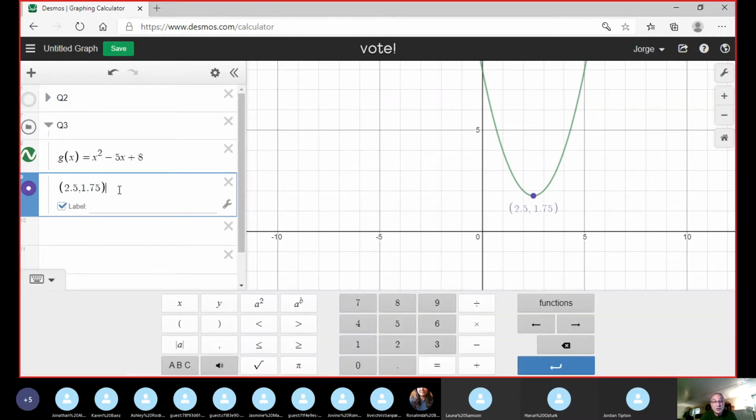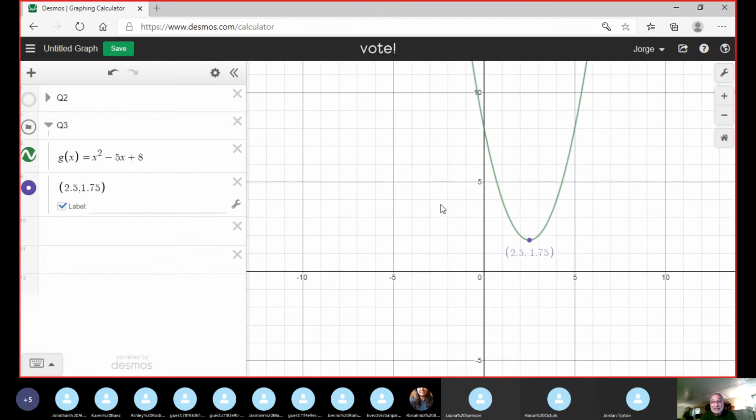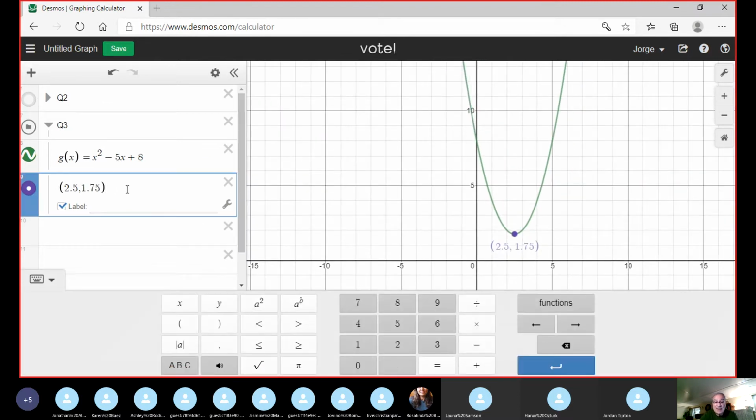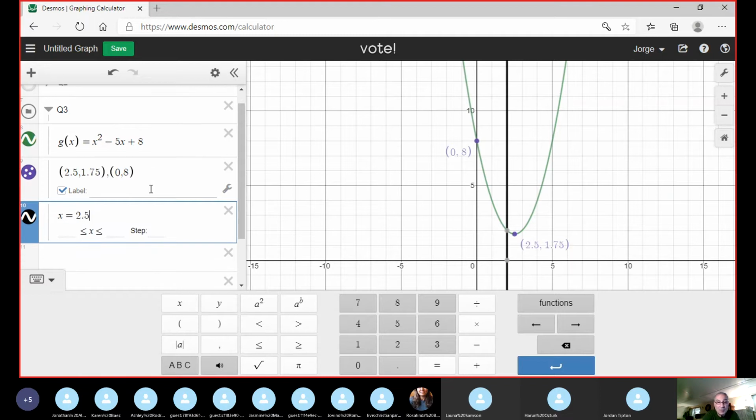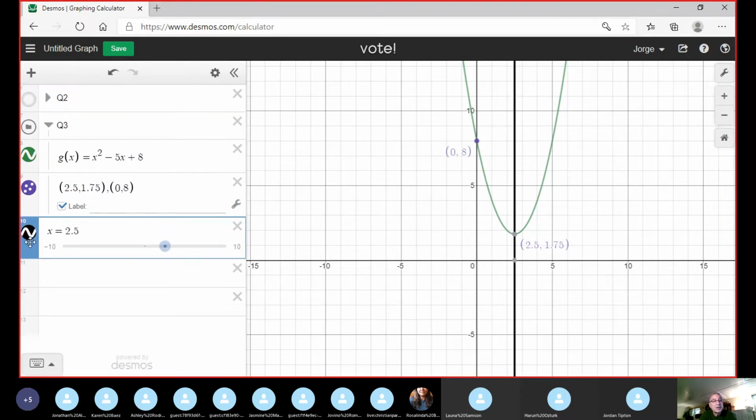What more information is important? Well, it's important the y-intercept we discovered, which was (0, 8). Look at that. Wow, amazing. And also it's important the axis of symmetry, the line x equal the h value, which is 2.5. So x equals 2.5. And this line, you know, is hypothetical, mathematical, auxiliary. Therefore, I make it a dotted line. I change the style to dotted line.